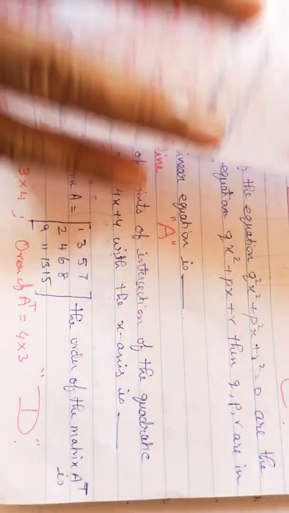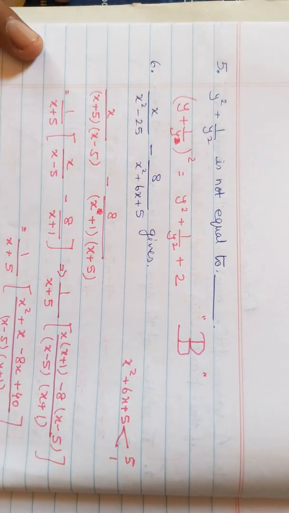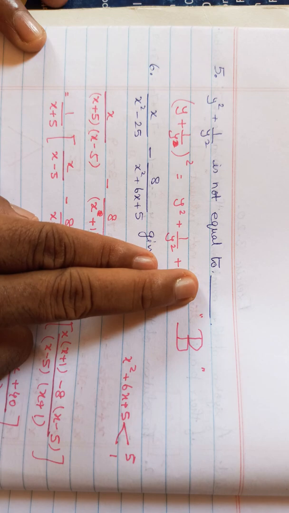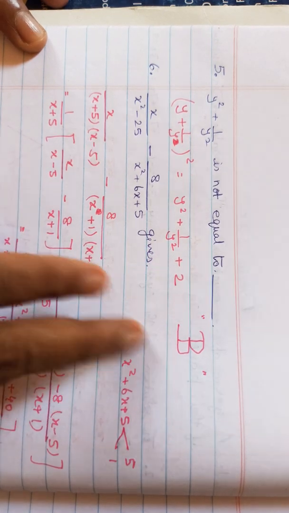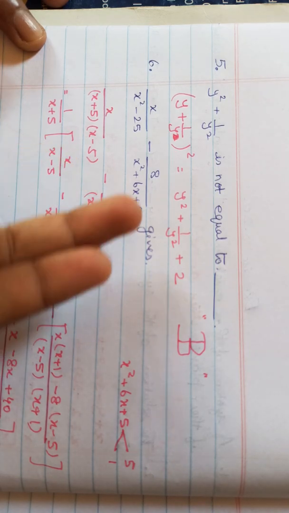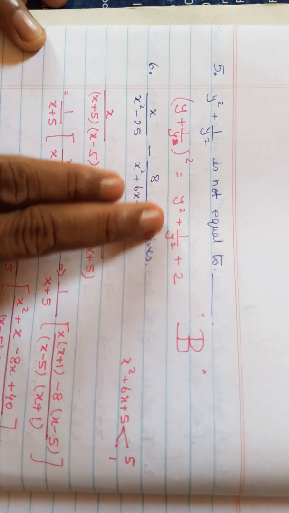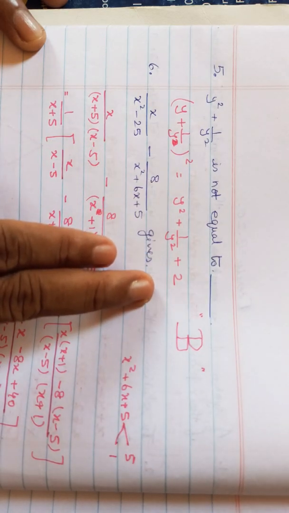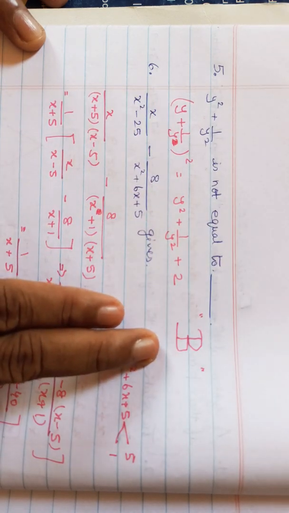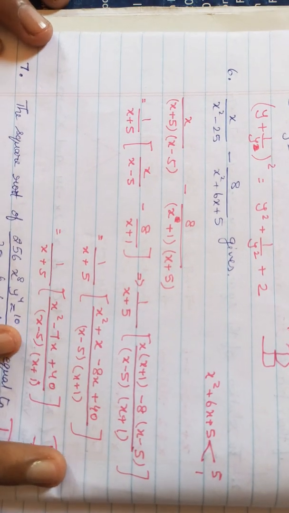Next we are coming to question number 5. The question states that y square plus 1 by y square is not equal to. One of the options is y plus 1 by y the whole square, which expands to 3 terms. Here there are only 2 terms and here 3 terms. So the option is B.